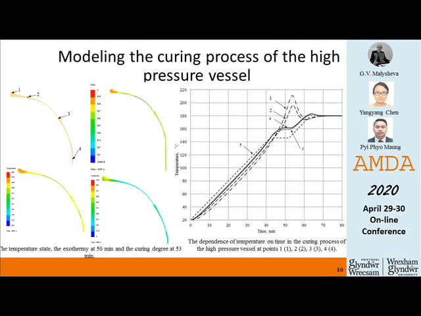During the curing of composite materials, the thermophysical and kinetic properties of the binders affect the temperature state of the sample. The ESC PAM-RTM software was used to simulate the curing process. Here is shown the dependence of temperature on time in curing process of the high-pressure vessel at points from 1 to 4. Point 1 has thickness 18.1 mm, point 2 9 mm, point 3 1.9 mm, and point 4 4.5 mm.